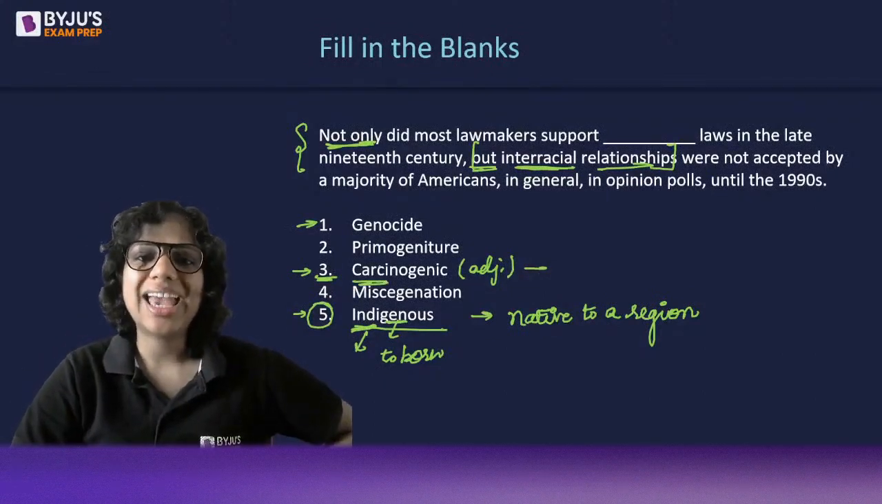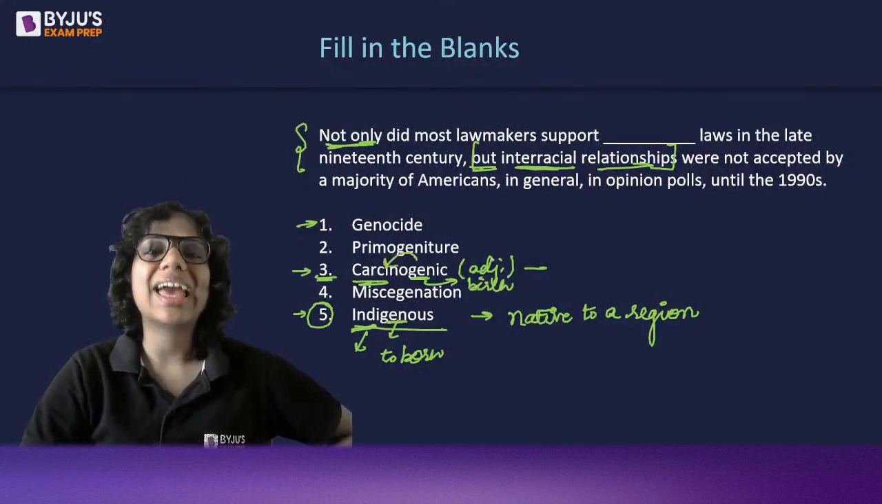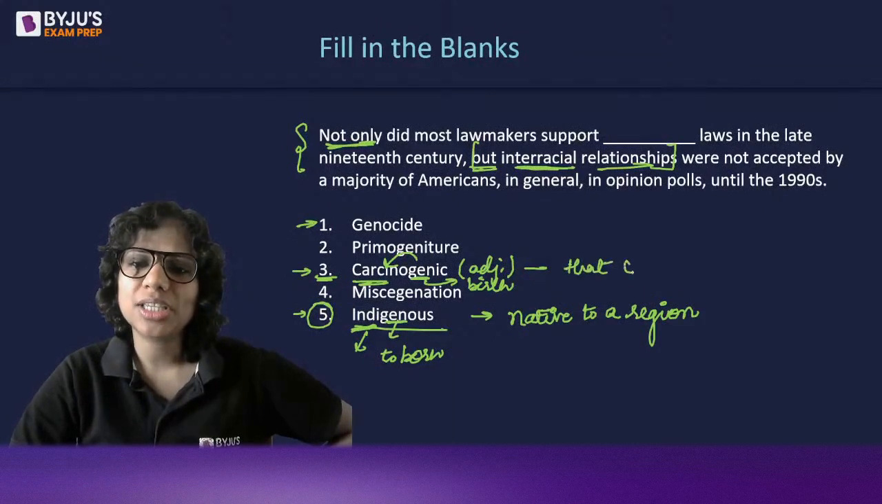Okay. Cancer. So, carcinogen. Gen means birth. Something that can give birth to cancer, something that can cause cancer.